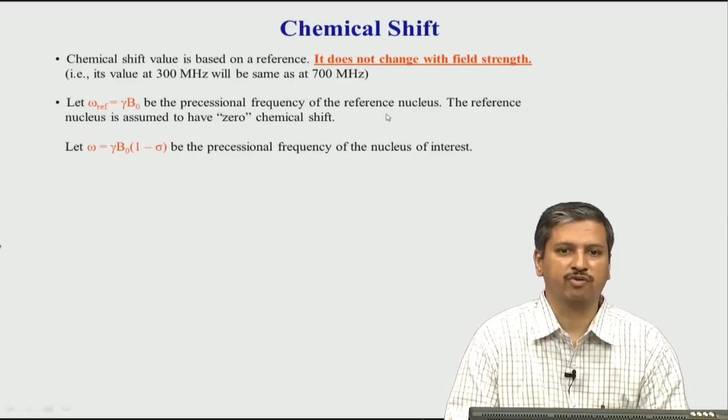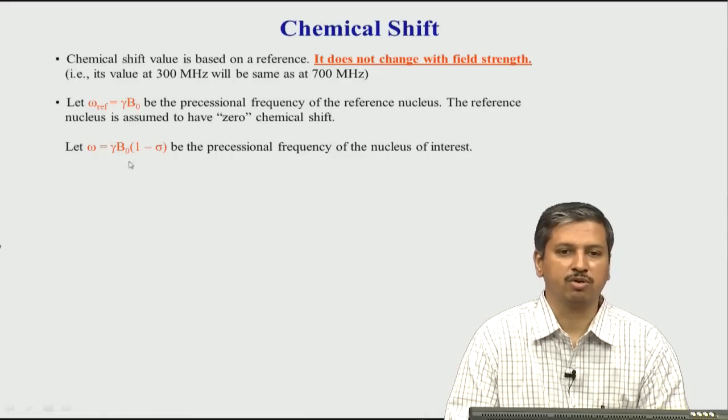Okay. So, this reference we will now assume has 0 chemical shift, which means that sigma, if you recollect the sigma parameter from the previous slide, is no longer there. So, we consider this as a hypothetical 0 chemical shift. This is how it looks.